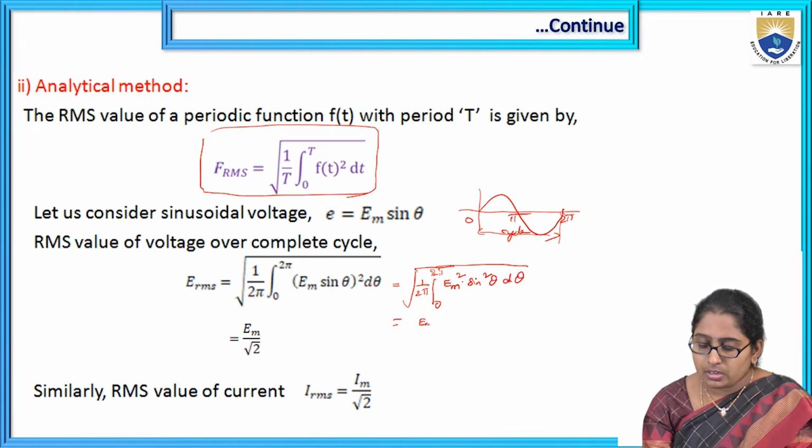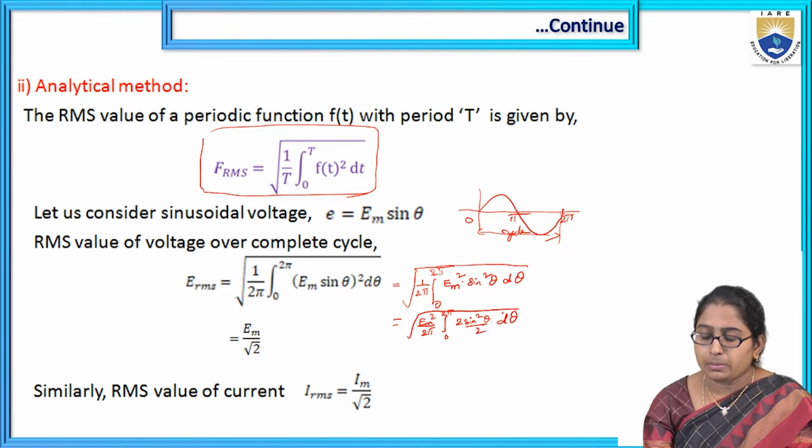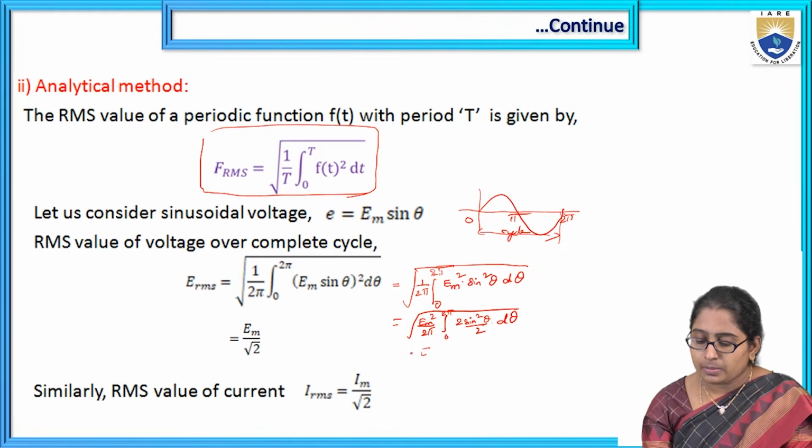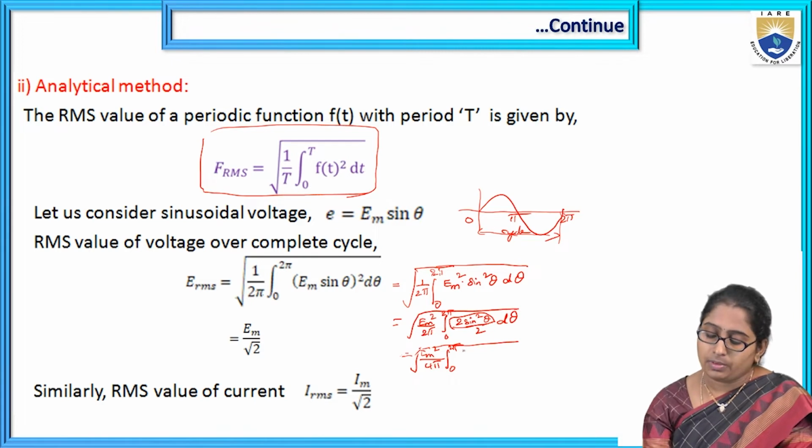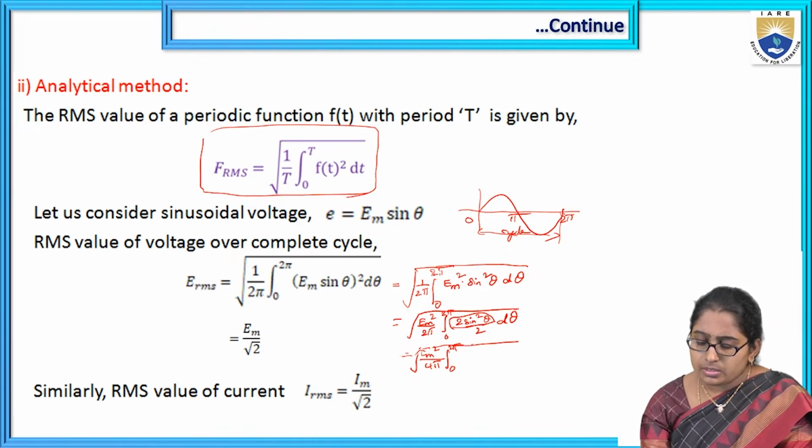Take this Em square out of the integration. So 0 to 2 pi, sine square theta. So multiply and divide by 2. It gives Em square by 4 pi. This 2 is taken out of the integration, so it is 2 sine square theta. We know from the standard mathematical equations that 2 sine square theta is written in terms of cos 2 theta as 1 minus cos 2 theta, d theta.